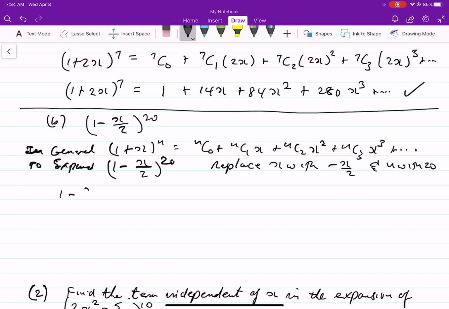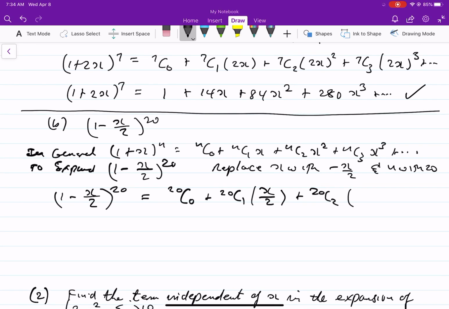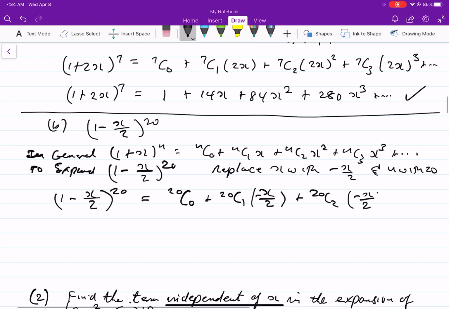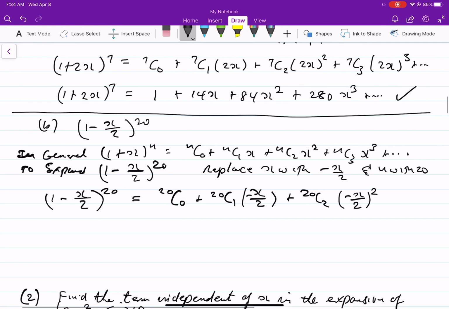(1 minus x upon 2) to the power 20 is equal to NC0. N is 20, so that's 20C0 plus 20C1 times x upon 2 plus 20C2 times, that's not x upon 2, that should be minus x upon 2. 20C2 times (minus x upon 2) all squared, and then plus 20C3 times (minus x upon 2) all cubed. Again, I stopped there. Those were the instructions.